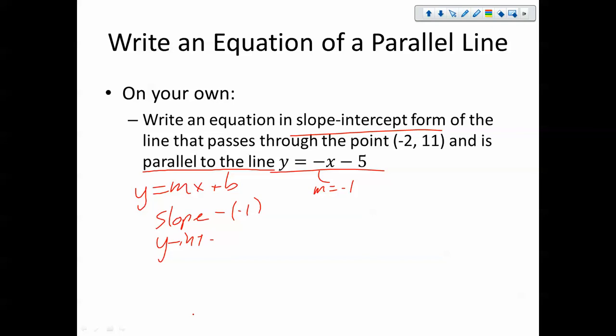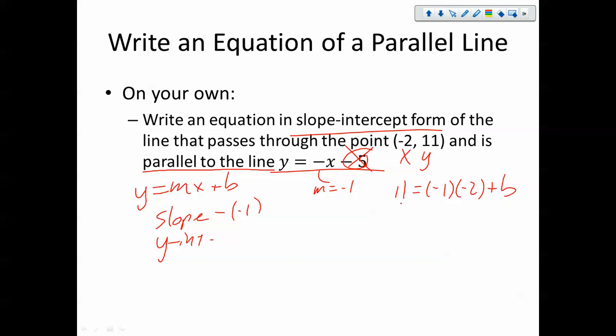What about the y-intercept? Well, again, that y-intercept is not useful. That is the y-intercept of this line. I'm not finding this line. I'm finding the line that's parallel to it that goes through this point. But this point isn't a y-intercept. It is simply an x and a y value. So I'm going to use these values and plug them into my y = mx + b equation.